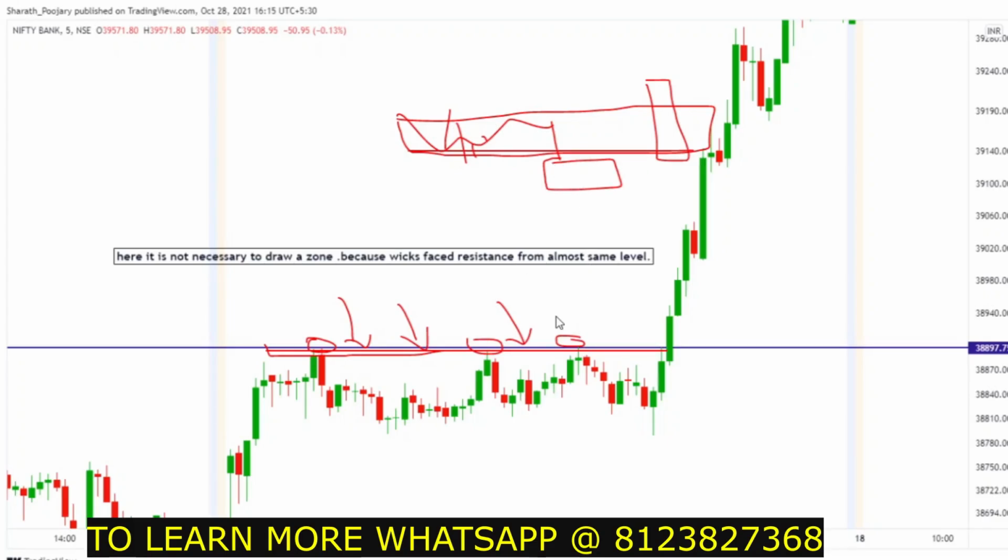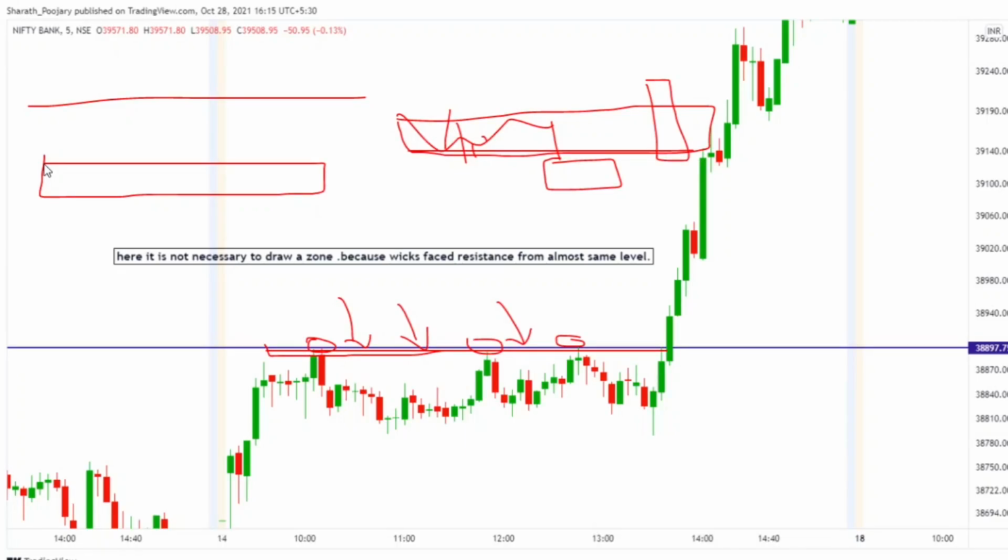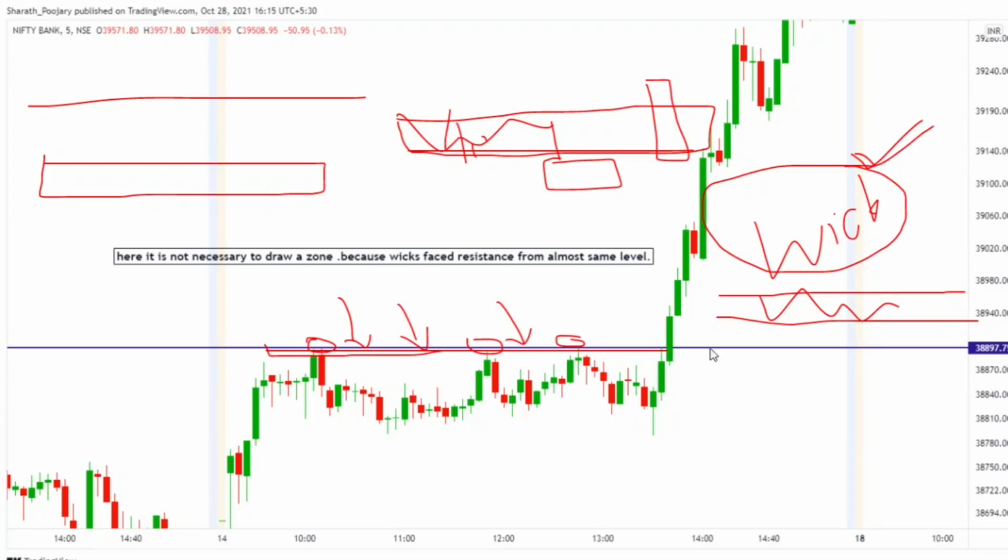This is how we can mark supply and demand zones and resistance and support levels. A level is something indicated by just a line. A demand zone or supply zone is an area, and we will indicate it by an area. That is why it is called a supply or demand zone. Both are the same. There is no difference between a supply zone and a resistance level, or a demand zone and a support level. The only difference is how we mark that level. We should give importance to the wick whenever we draw a level. So this is the small video regarding how we can draw supply and demand zones.